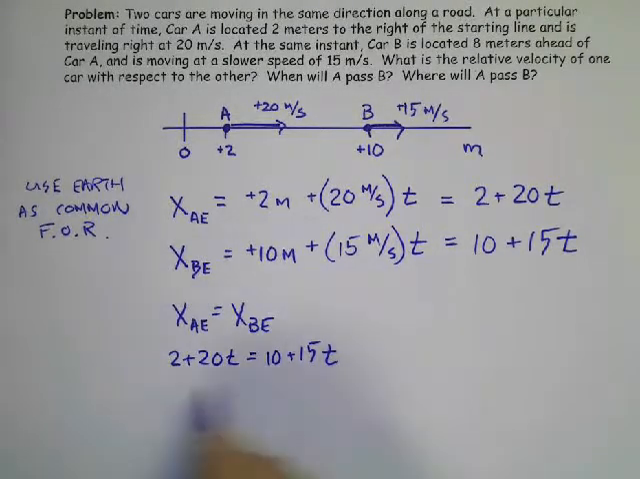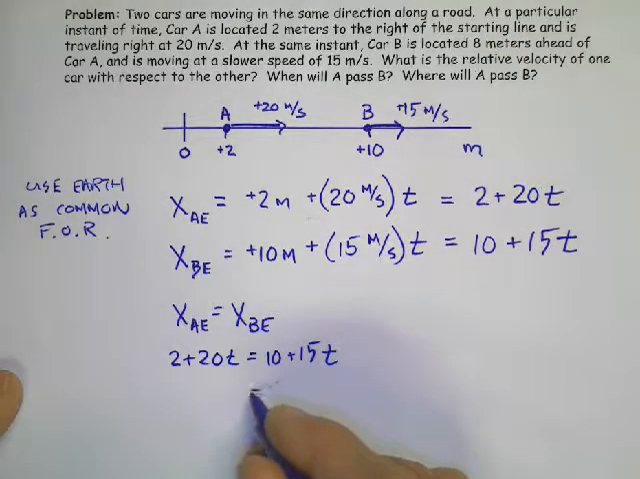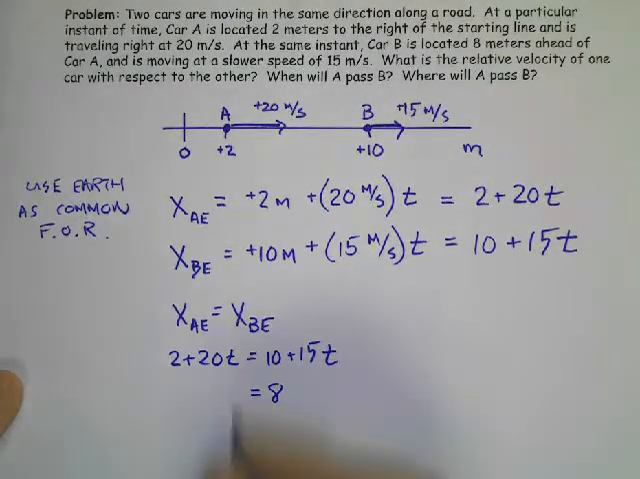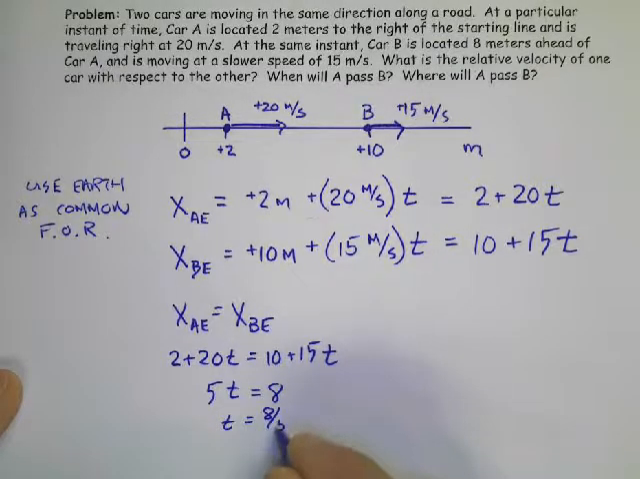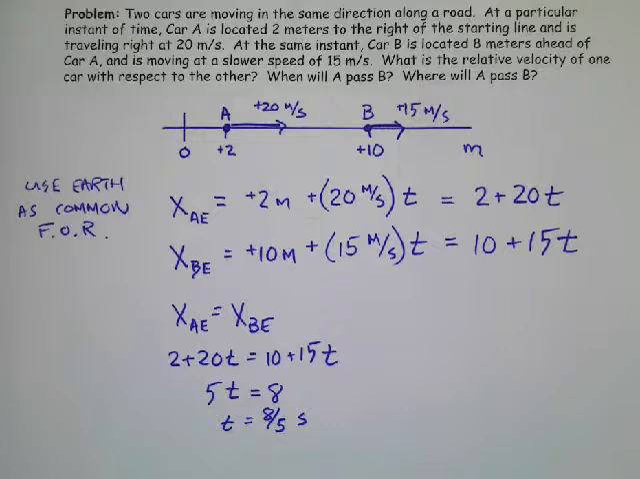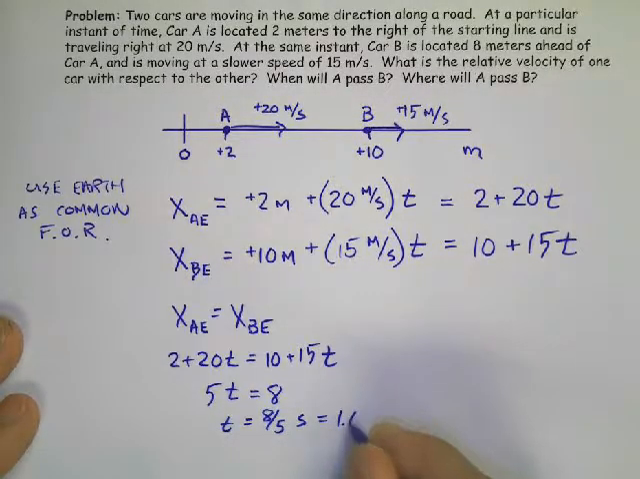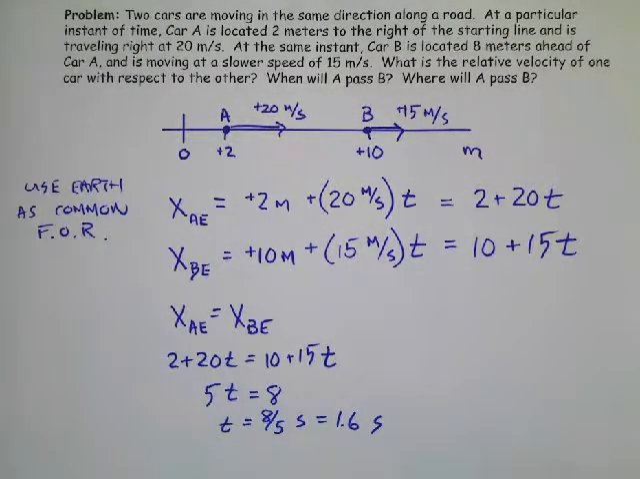And let's do a little bit of math on this. I'm going to take 2 away from both sides. I'll take 15t away. And I can solve for t. And so that's a time of 8/5 or 1.6 seconds. That is when the objects actually will meet up with each other. Okay. So we've answered a question here about when the objects are going to pass.